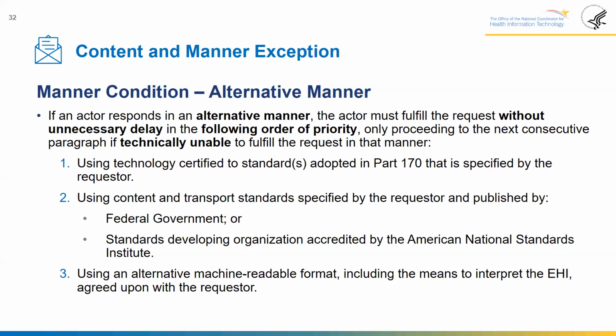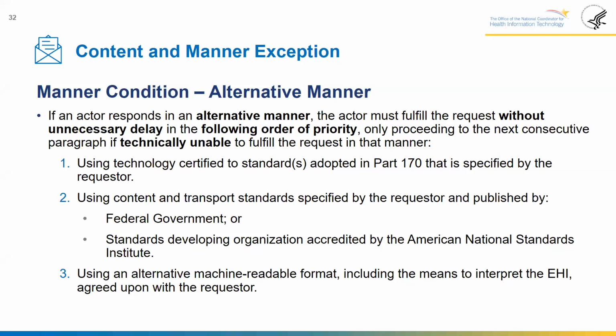So if you're technically unable to meet that first line, which is certified technology, then you would be able to bump down to the standards-based technology, number 2 on your screen. This manner advances interoperability through standards-based exchange, even if the standard is not certified under the program. So that's the second line. If you are technically unable to meet the standards-based technology described here, using a content and transport standard specified by the requester and published by the federal government or a standards developing organization accredited by ANSI, then you would move down to the alternative machine readable format, or kind of the catch-all here.